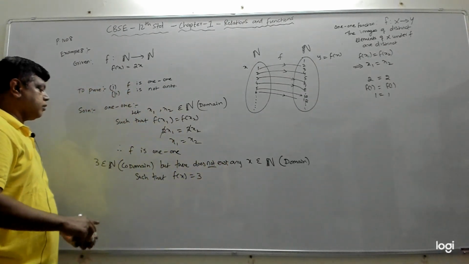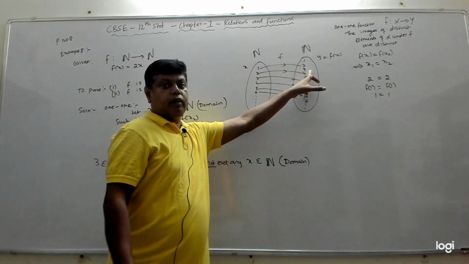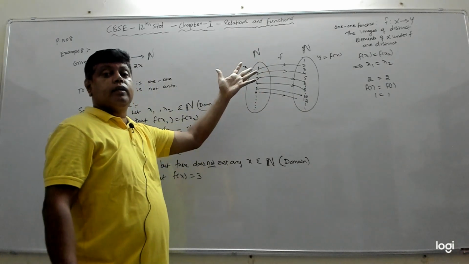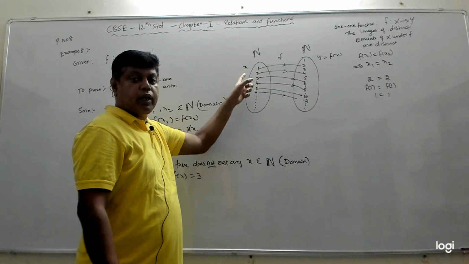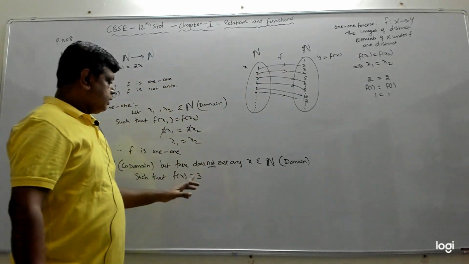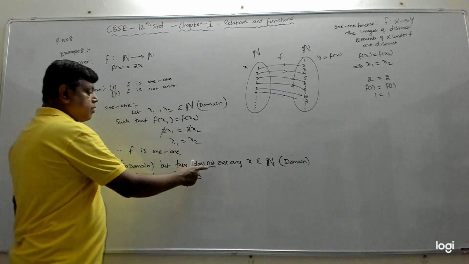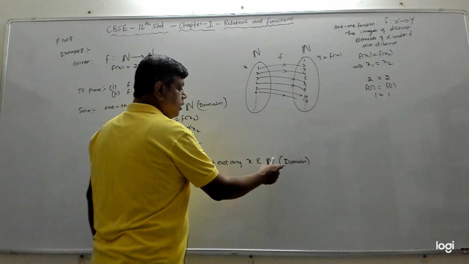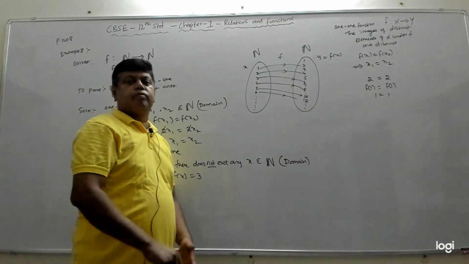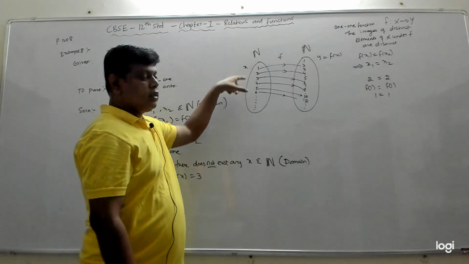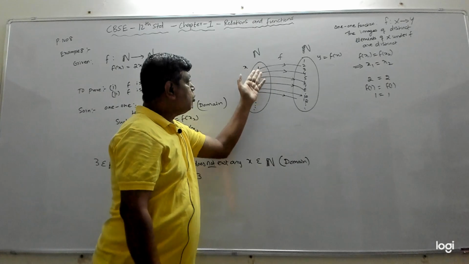Not is very important, right? 3 belongs to n. I took an element from the codomain, but I'm not able to find any x here such that f of x is 3, which means that number is getting mapped to 3. So 3 belongs to n, but there does not exist any x in n, which is domain, such that f of x is equal to 3. So no number here is getting mapped to 3.